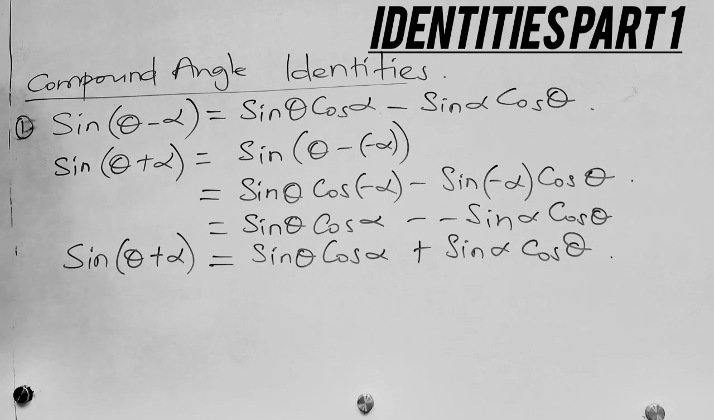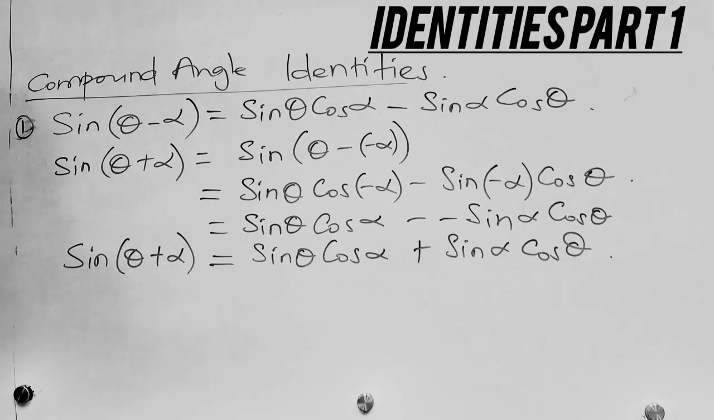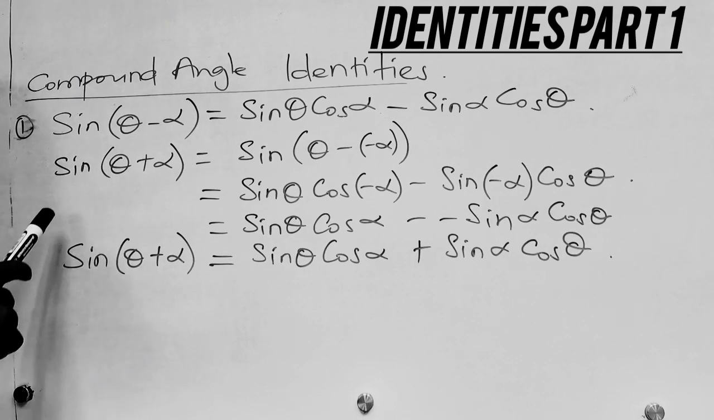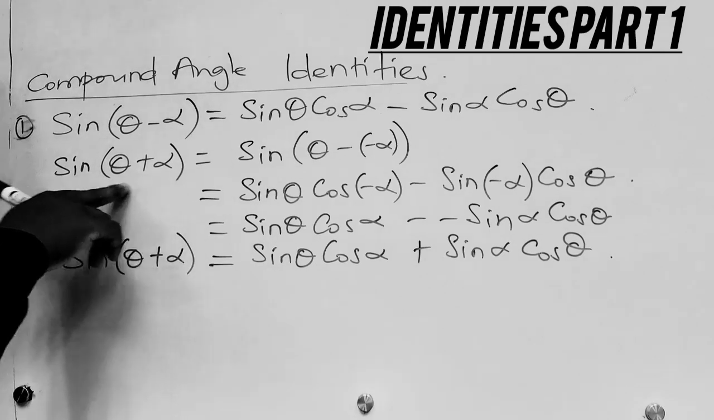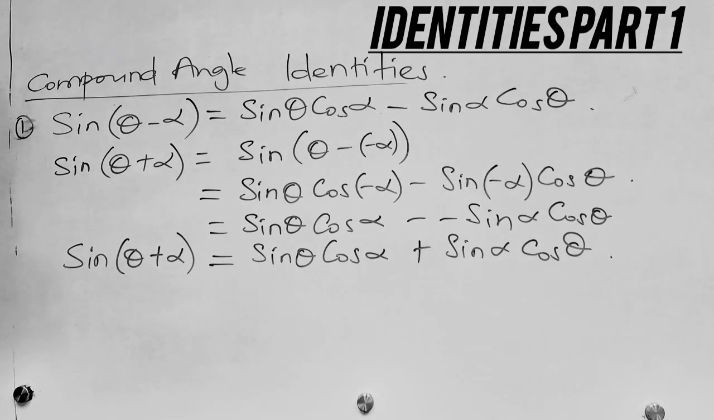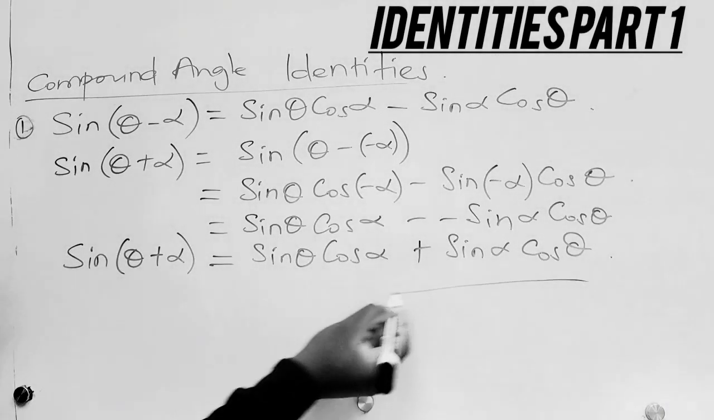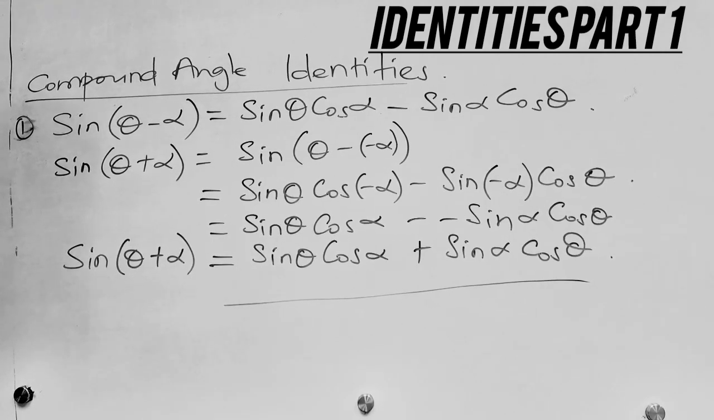Sometimes the question can ask you to use the identity sine theta minus alpha to derive the identity sine theta plus alpha. So you are deriving the identity for this one using the previous one, for sine theta minus alpha. This is how we derive it, and that will be our final answer. You find it on the formula sheet, written as sine theta plus alpha, but in case they ask you to derive it, you need to follow these steps.